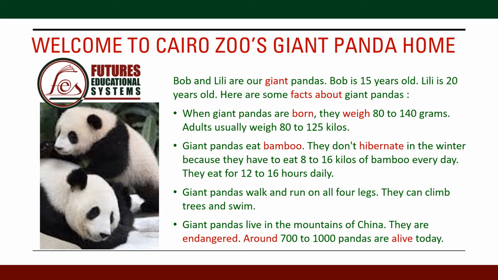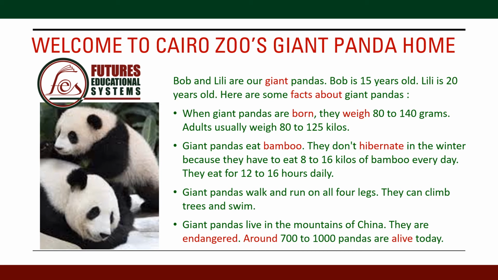It's a plant. They don't hibernate. What's the meaning of hibernate? It means that they sleep in the winter. Some animals sleep all the winter, but pandas do not hibernate or sleep in the winter. Why? Because they have to eat. They have to eat 8 to 16 kilos of bamboo every day. So they eat from 12 to 16 hours daily. They eat a lot. They walk and run on 4 legs, and they can climb trees and swim. So they can walk, they can run, they can climb trees, and they can swim.